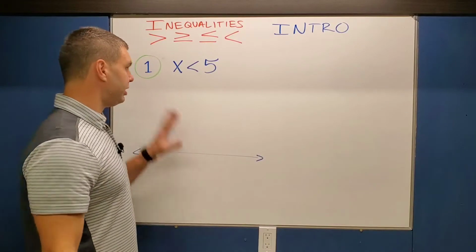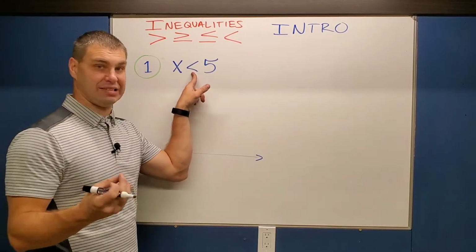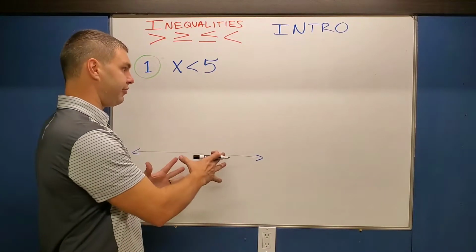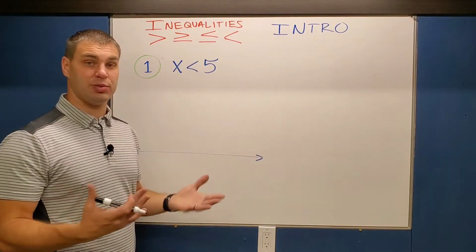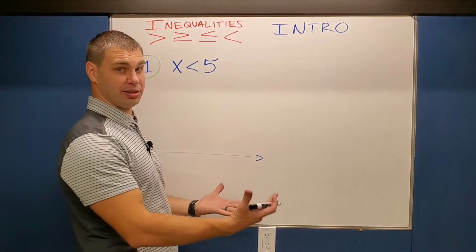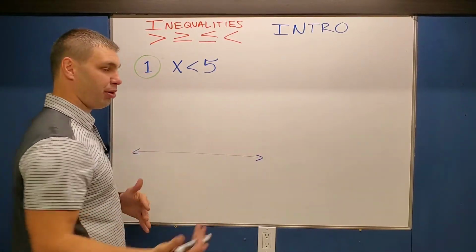Example 1 here says x, and then this symbol means is less than. So x is less than 5. What we need to do is graph it, write this out in words, as well as write the interval notation. I didn't mention that in the first screen, but we have to write the interval notation of this as well. And so we'll have kind of 4 parts when we're done.